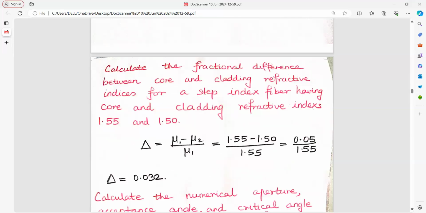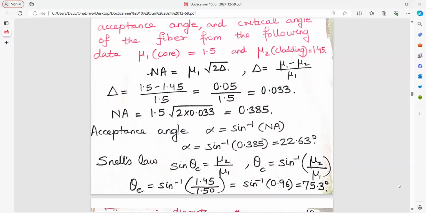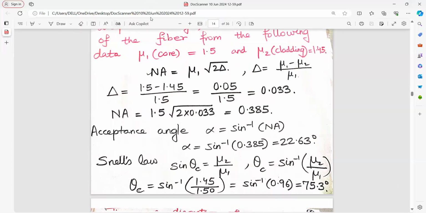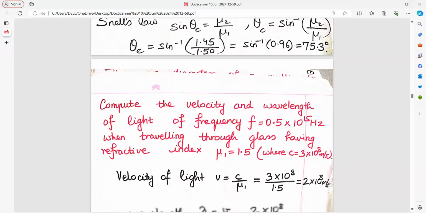Calculate the fractional difference between core and cladding if refractive index has been given. So del is mu1 minus mu2 upon mu1. Calculate the numerical aperture, critical angle of a fiber for mu1 1.5 and mu2 1.45. Just you have to put the values and you get your answer.